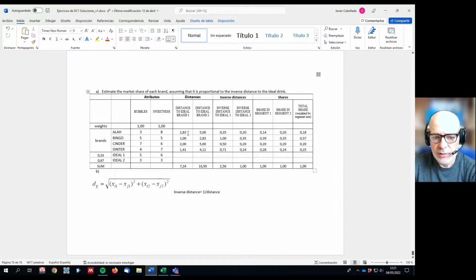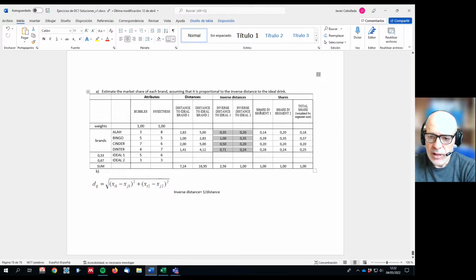So the distance for the brand Ala is this to the ideal brand 1. This will be to the ideal brand 2. And the same for Bingo, Cinder, and Inter. Okay. So we have here the distances to each of the ideal brands. Then we compute the inverse distances just as 1 divided by the distance, and we have those.